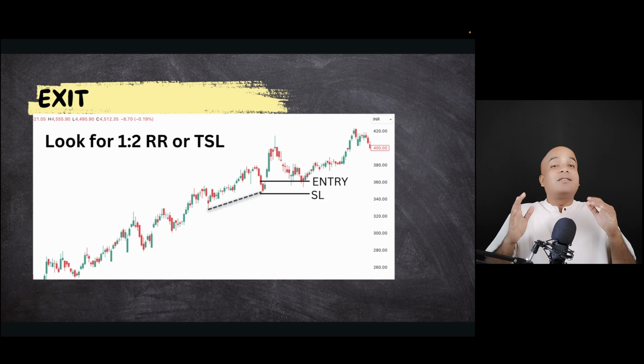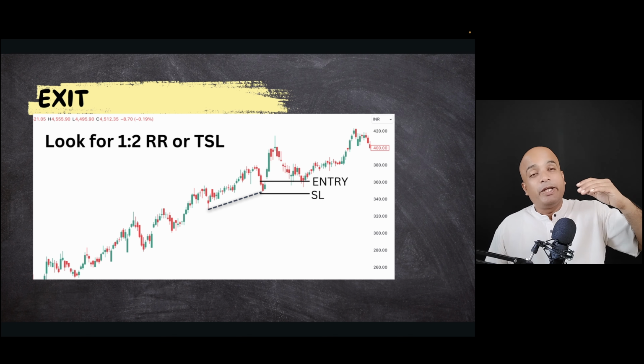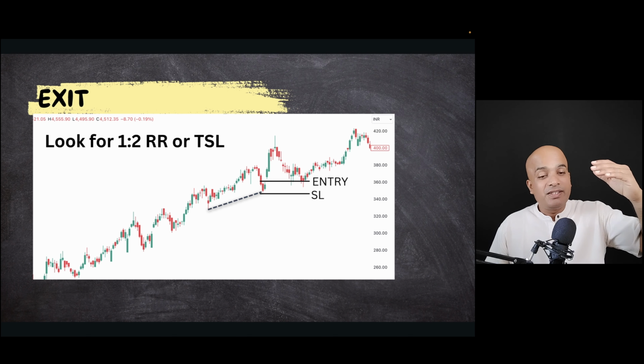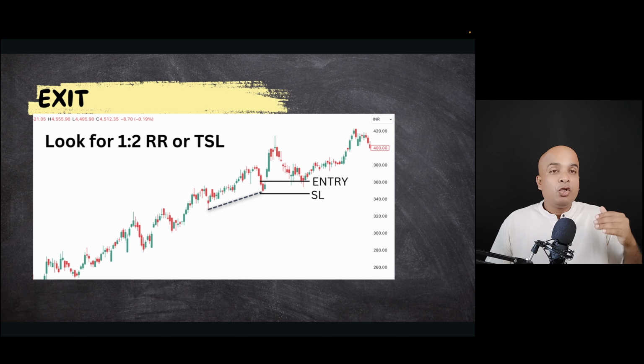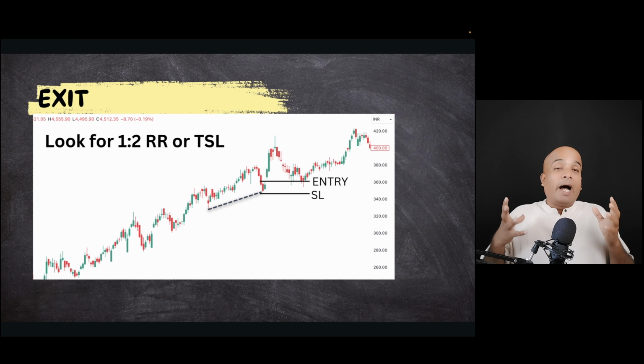Or you can start trailing the stop loss below the low of every swing, because you never know where the price will go. It might go 20 points, it might go 50 points, it might go 100 points, it might go 200 points as well. So some traders have the mindset to trail their stop losses. Such traders can trail their stop losses below the low of every swing.